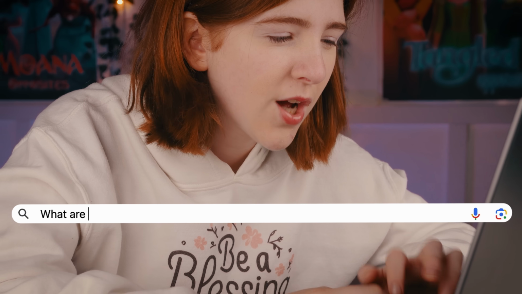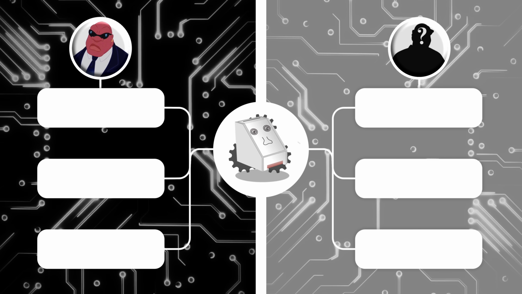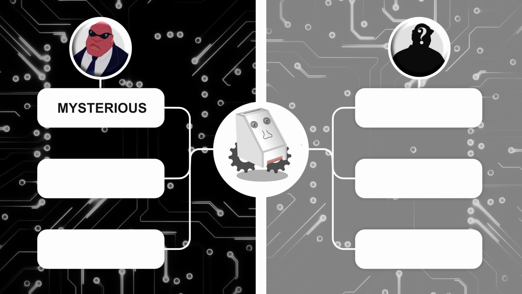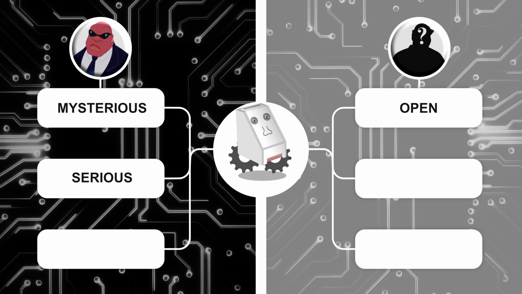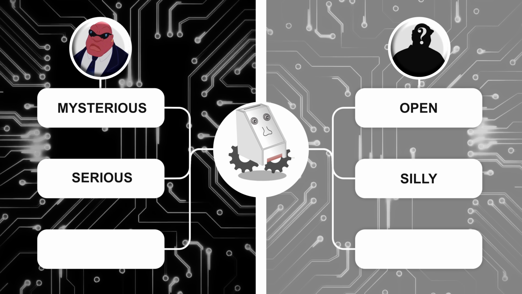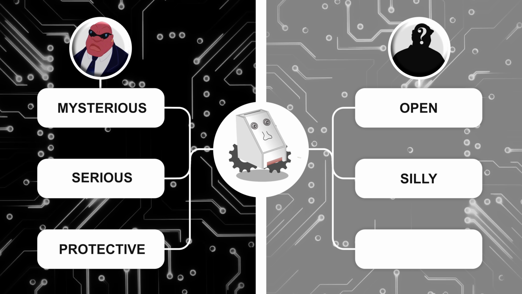Okay, Craig, what are Cobra Bubbles' 3 key attributes and key colors? Cobra Bubbles' first key attribute is mysterious, and the opposite of mysterious is open. His second is serious, and the opposite of serious is silly. His third is protective, and the opposite of protective is neglectful.